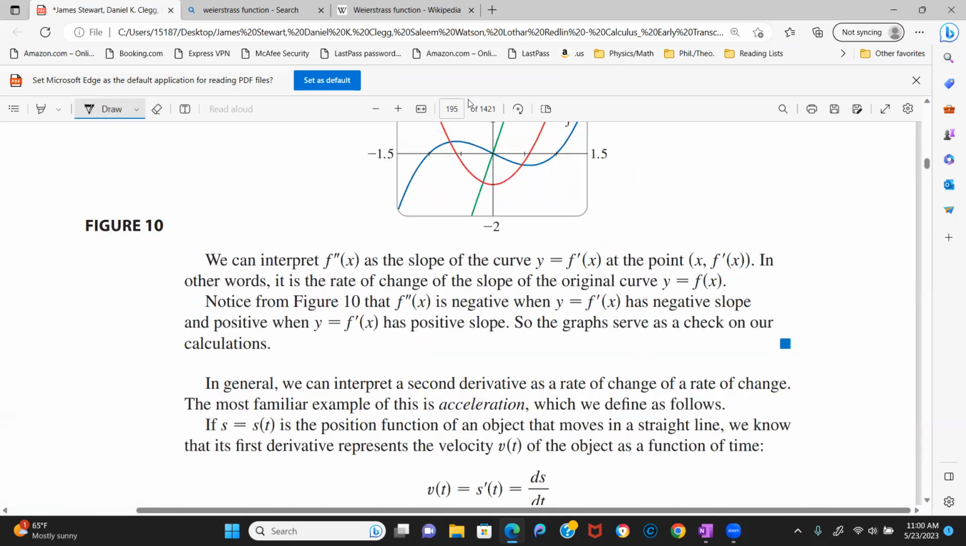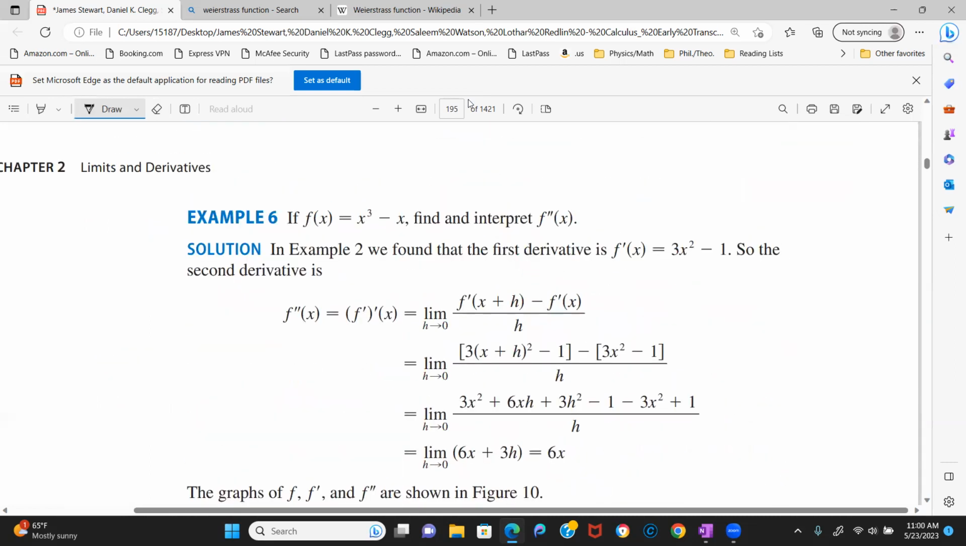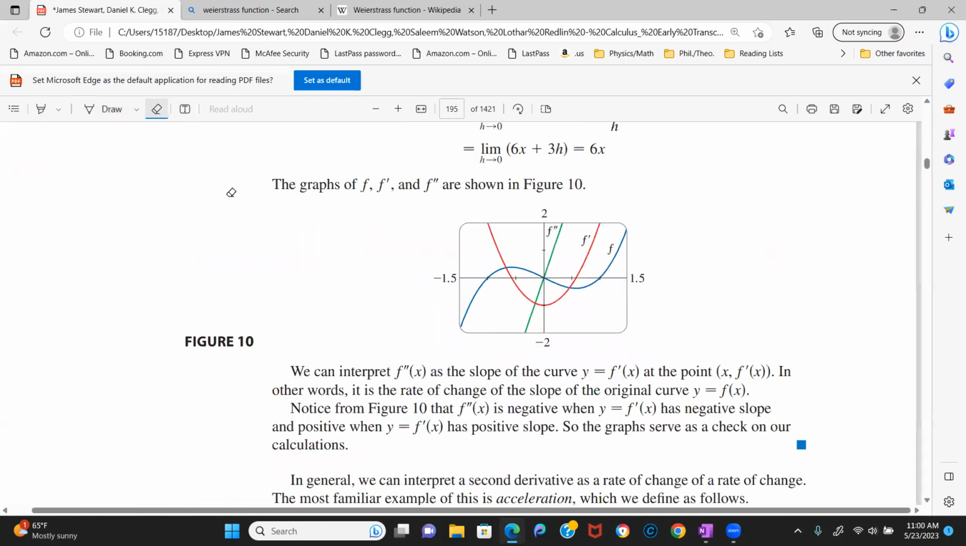So I'm not going to bother going through this example. We looked at this example already and found what the derivative to be. Then you can just go through the calculation to find the second derivative. Remember, it's the derivative of the derivative, so when you take the limit, you're not taking the limit of f, you're taking the limit of f prime. I'll let you work through that on your own.